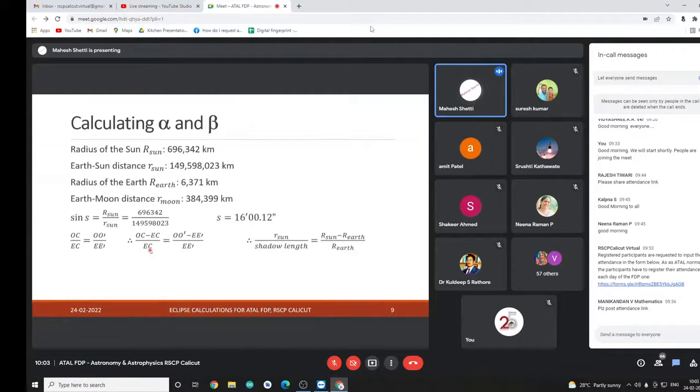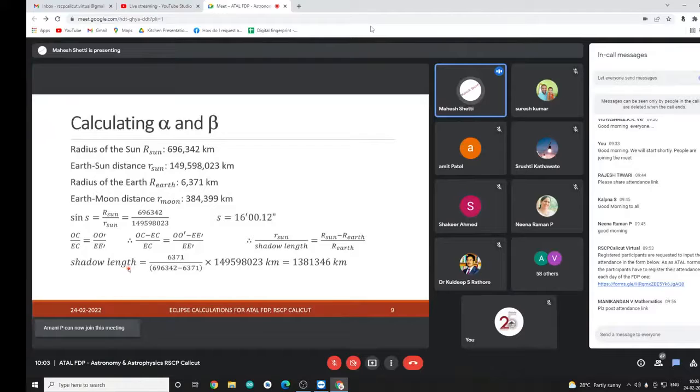Okay, and EC is the shadow length. So we get this particular formula. I had slightly messed up earlier while talking about it, but referring to the diagram, this presentation will be shared with you. Referring to the diagram, you can do these calculations. Now we have these numbers over here. So when you substitute these numbers, what you get is the shadow length.